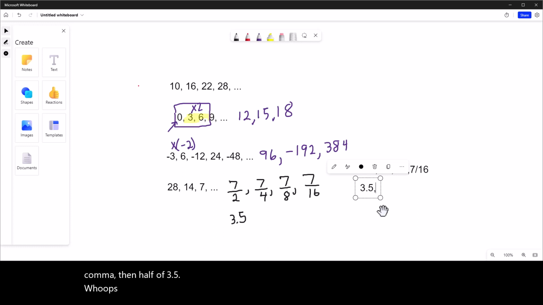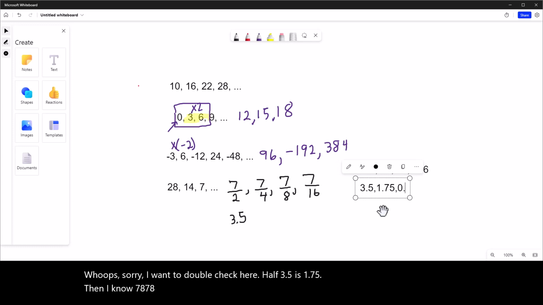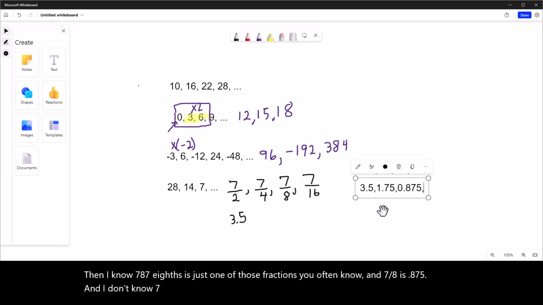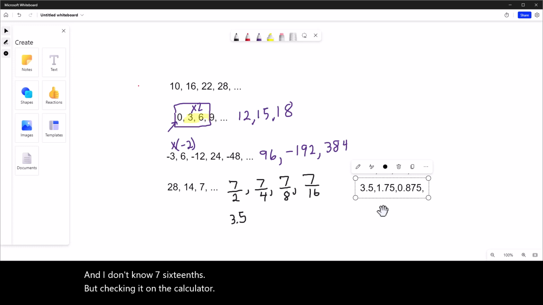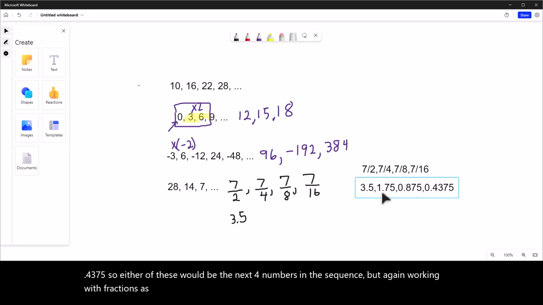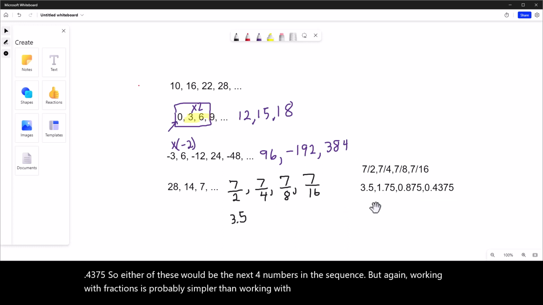Whoops. Sorry, I want to double check here. Half of 3.5 is 1.75. Then I know 7/8. 7/8 is just one of those fractions you often know, and 7/8 is 0.875. And I don't know 7/16, but checking it on the calculator gives me 0.4375. So either of these would be the next four numbers in the sequence. But again, working with fractions is probably simpler than working with decimals here for our purposes.